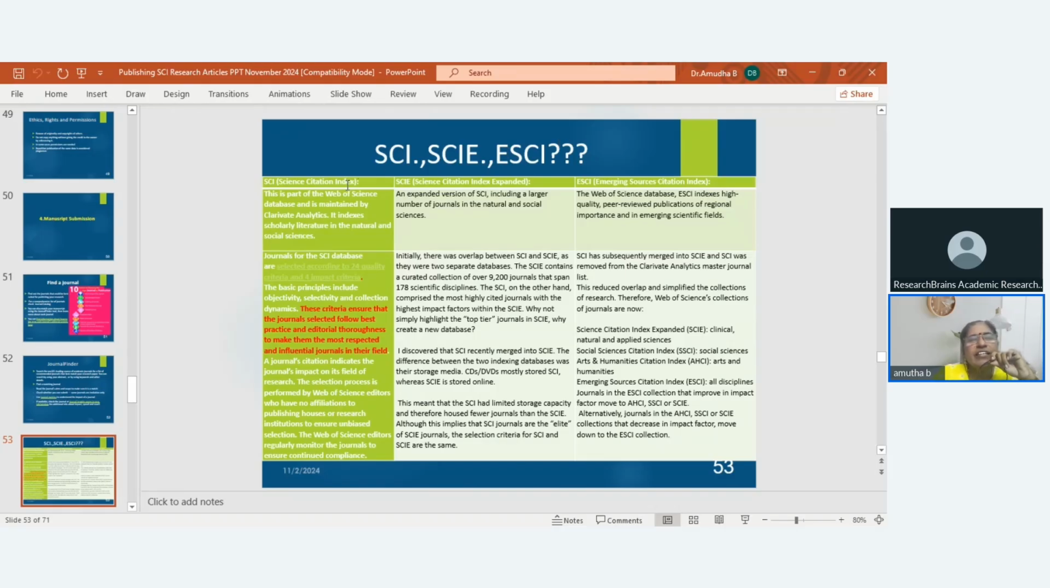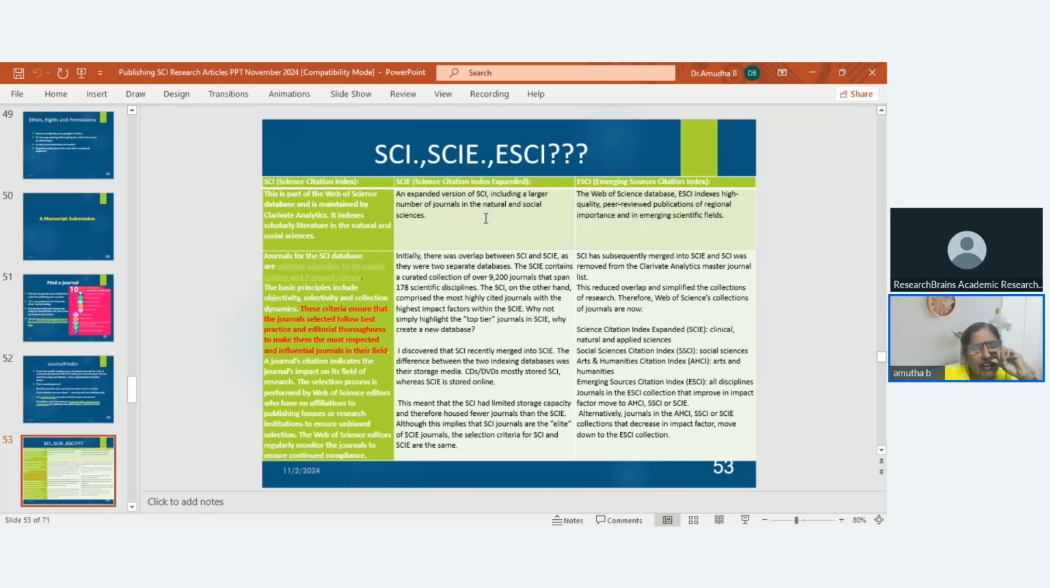You can see SCI Science Citation Index, SCIE Science Citation Index Expanded, ESCI Emerging Source Citation Index. So what is SCI? Science Citation Index is a part of Web of Science, and it is maintained by Clarivate Analytics. It indexes scholarly literature in the natural and social sciences. Coming to SCIE, it is an expansion of SCI, including a larger number of journals in the natural and social sciences. And coming to ESCI, it is also available in the Web of Science database. It has high quality peer-reviewed publications of regional importance and emerging scientific fields.